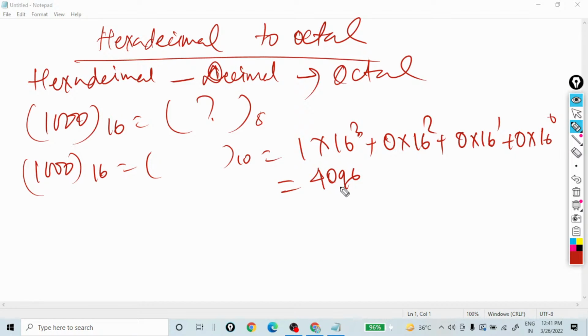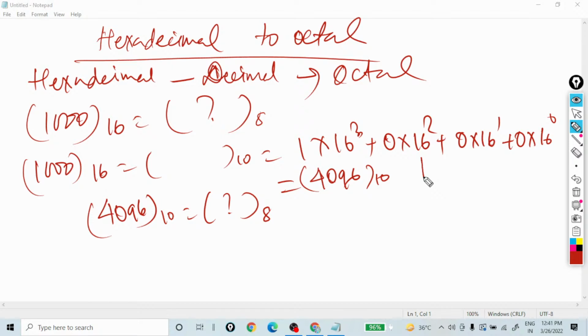Now we go to decimal format. Now from decimal we will convert to octal, right? So 4096 decimal is equal to how much in octal? Then we have to divide it again. 4096 divided by 8. How much will it be?